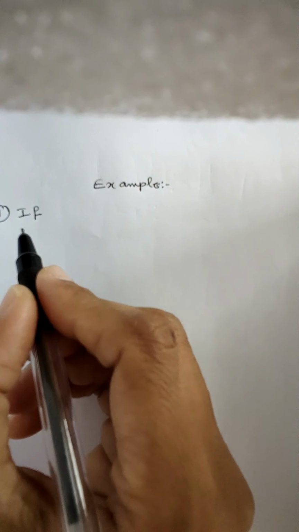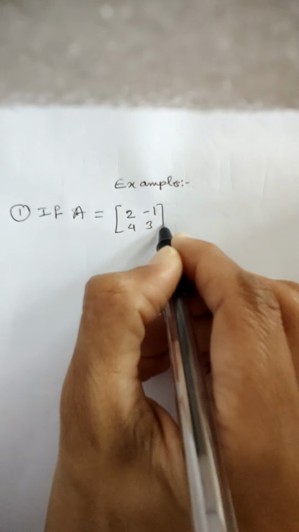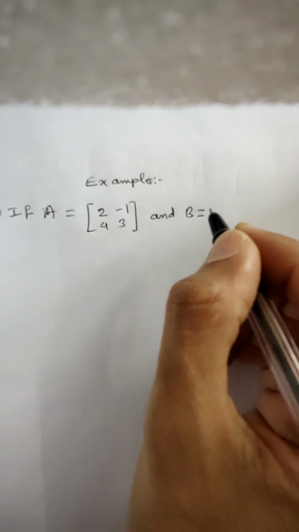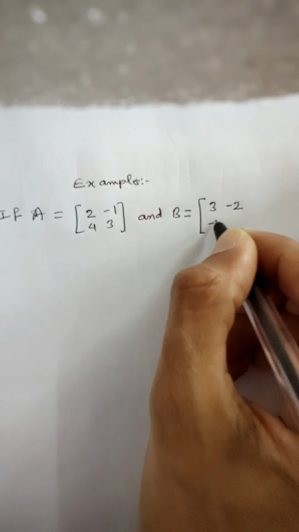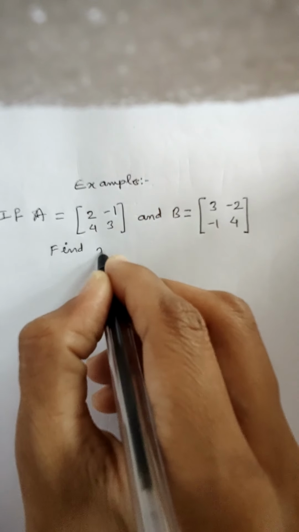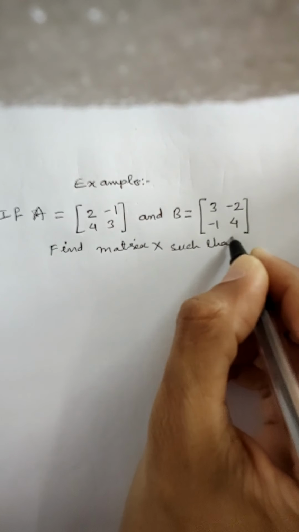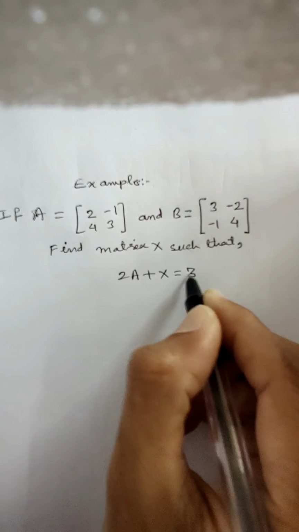I'm writing the first example as it is given. If A equals [2, -1; 4, 3] and B equals [3, -2; -1, 4], find matrix X such that 2A + X = 3B.